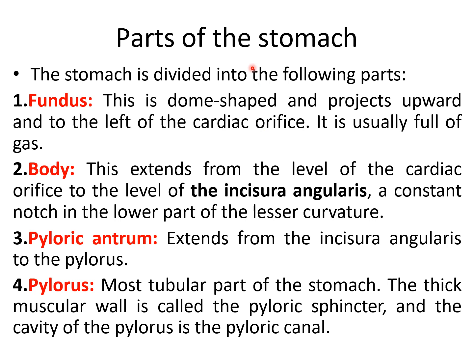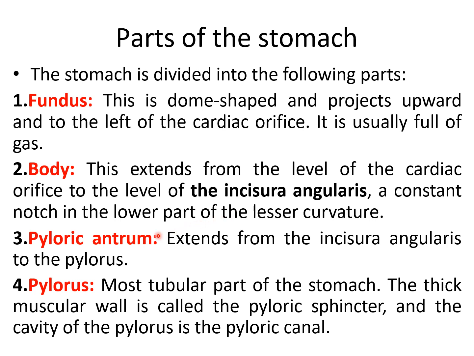About the parts of the stomach in detail. The first part is the fundus. It is a dome-shaped part. It projects upward and to the left of the cardiac orifice. It is usually full of gas. The second part is the body. It extends from the level of the cardiac orifice to the level of incisura angularis, which is a constant notch in the lower part of the lesser curvature.